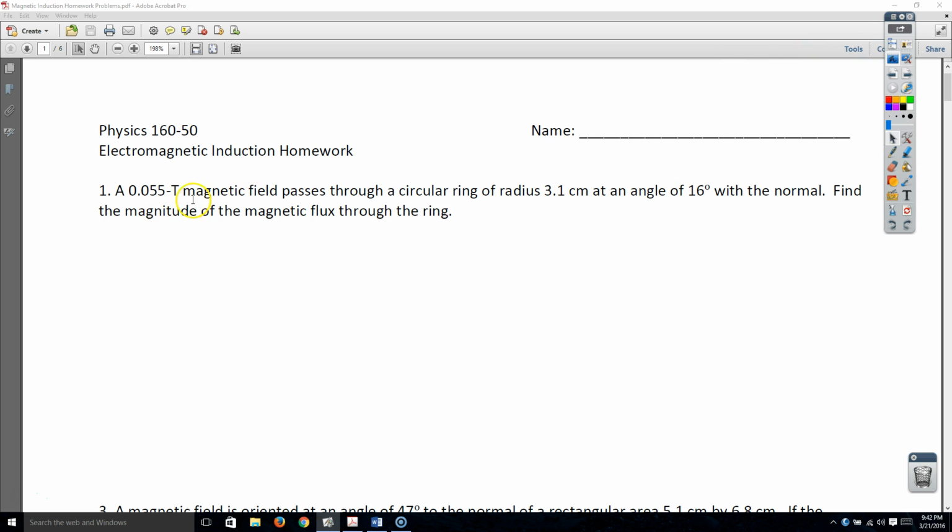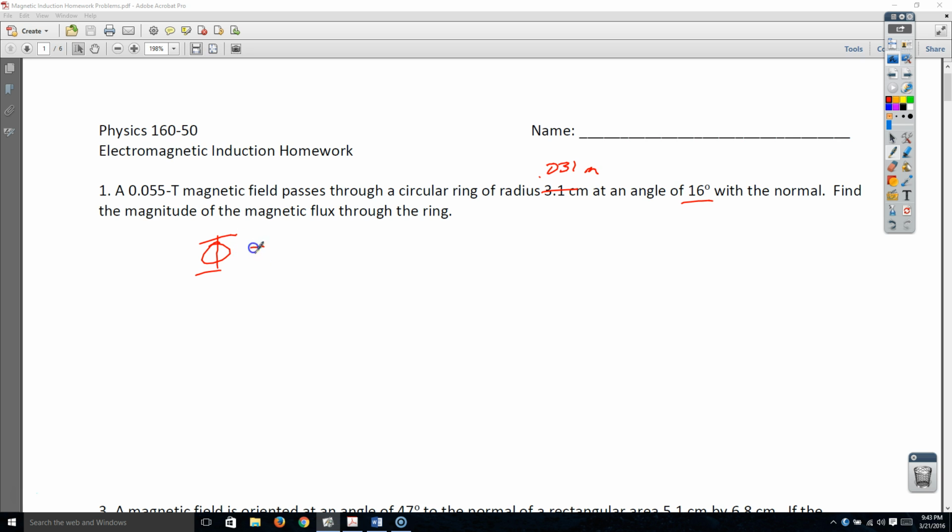So here we go. We have a 0.055 Tesla magnetic field passing through a circular ring. It has a radius of 3.1 centimeters, which we know needs to be converted to meters. So that'd be 0.031 meters. It has a 16-degree angle with the normal. They want us to find the magnitude of the magnetic flux through the ring. So this one's pretty easy to do.